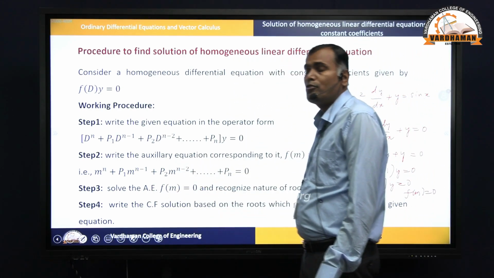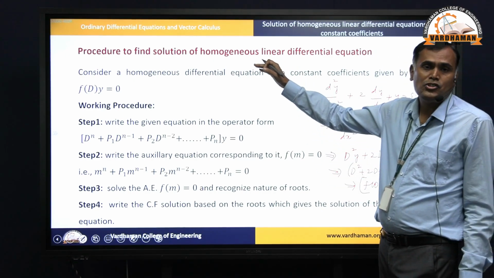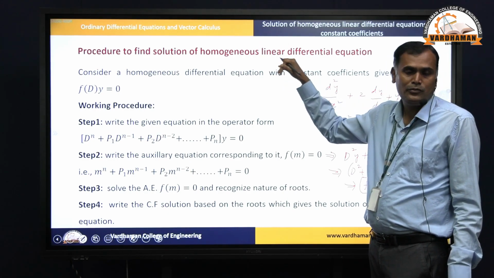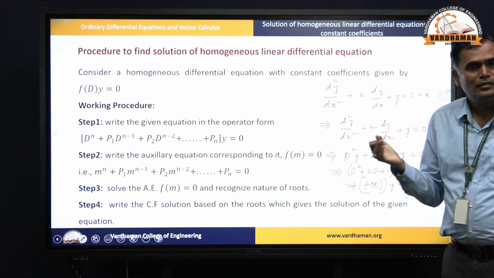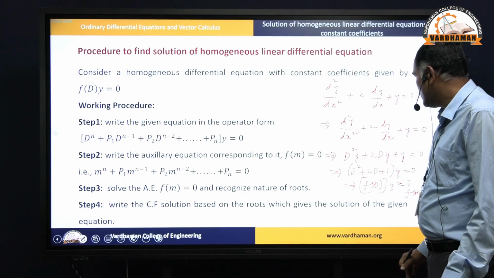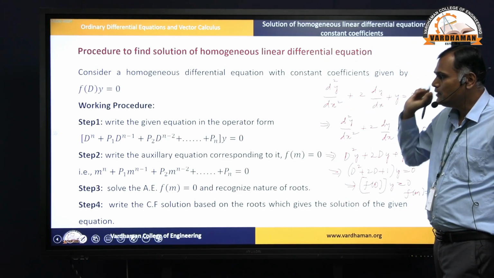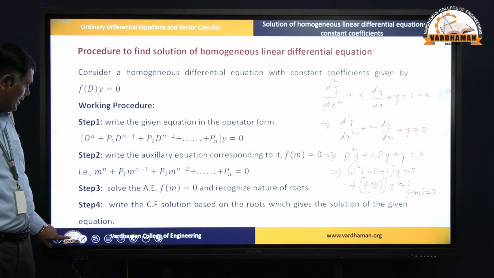Now depending on those roots, if the roots are real and distinct, we write the solution as we discussed in the first case. If roots are real and repeated, we write as we discussed in the second case, and so on. Now this is the procedure to find a solution of homogeneous linear DE with constant coefficients. Let us discuss some examples.